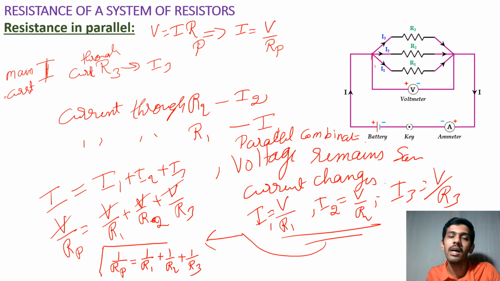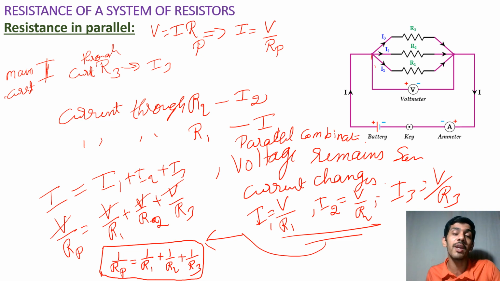This is the formula for the effective resistance of the system of resistors when the resistors are connected in parallel. What is the meaning of that? Always remember, you are not directly getting the value of Rp, the effective resistance of parallel. You are getting the reciprocal of the effective resistance in the parallel combination, which is equal to the sum of the reciprocals of the individual resistors. That you have to remember.